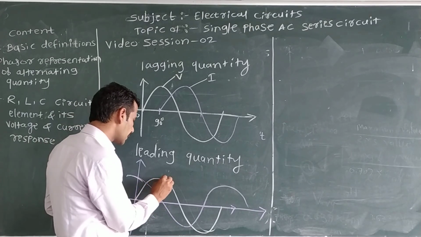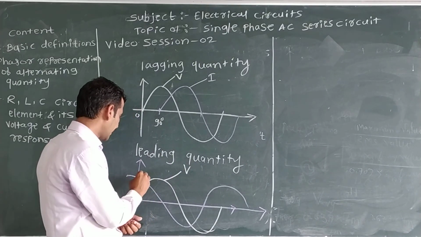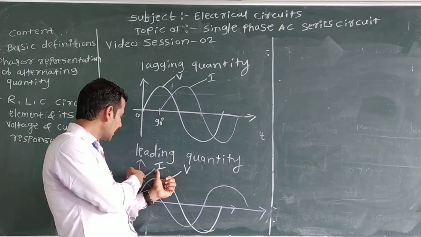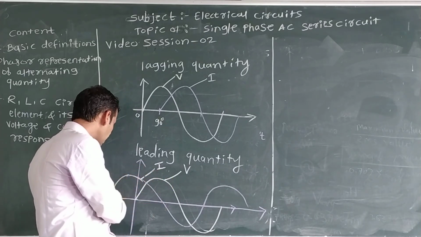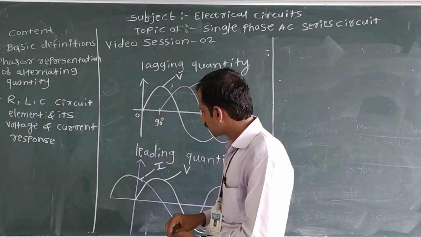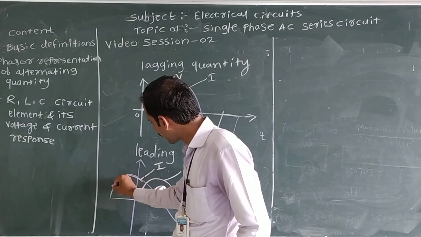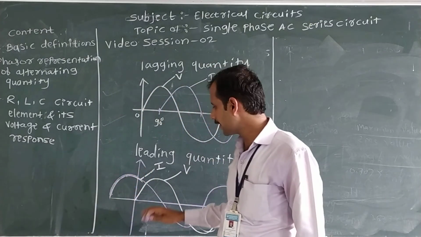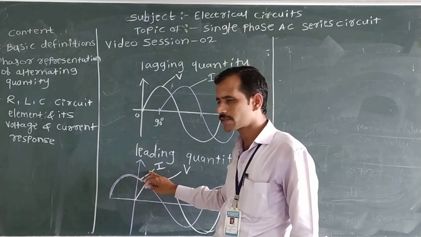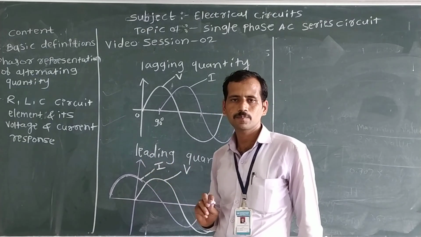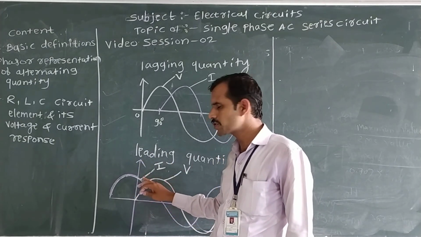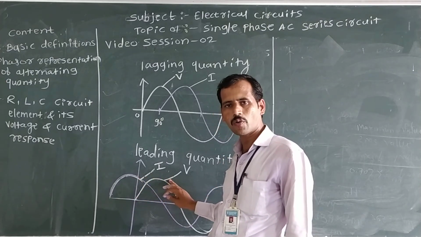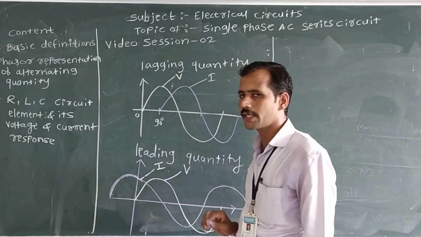Means here we are considering voltage V and this as current I. So that current will reach its zero and maximum value earlier than the voltage quantity, that is known as leading quantity. A leading quantity is a quantity which will reach its zero and maximum value earlier than the voltage quantity or other quantity.